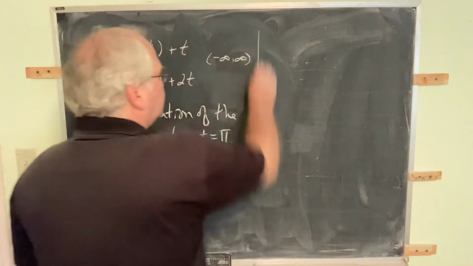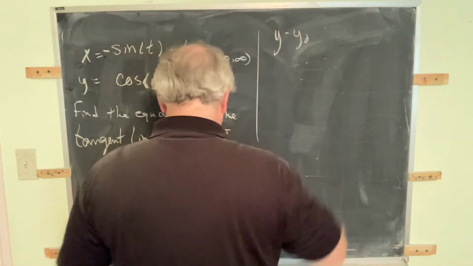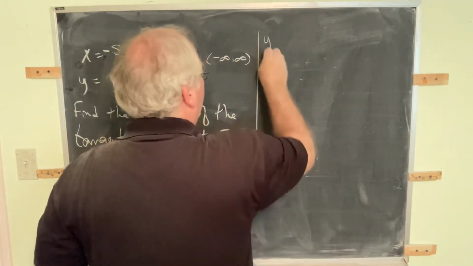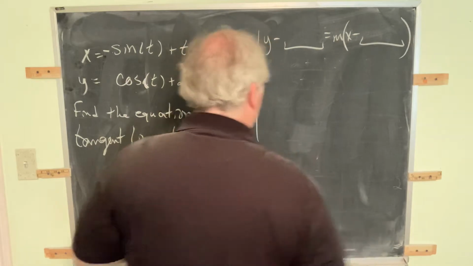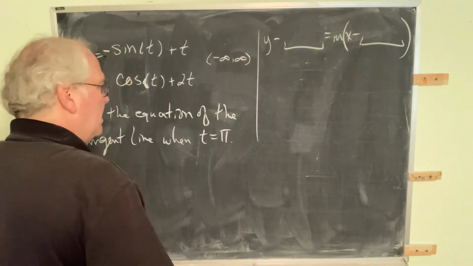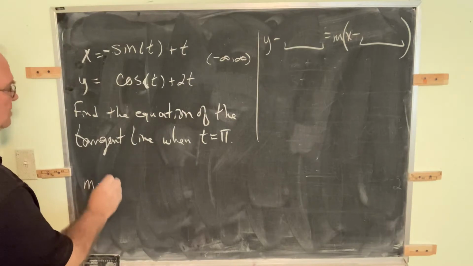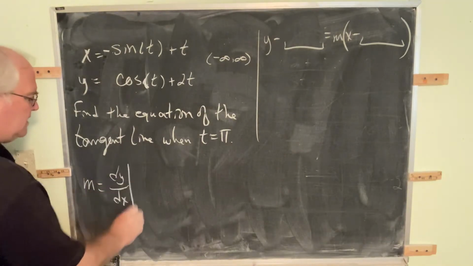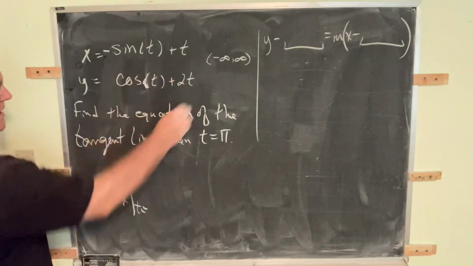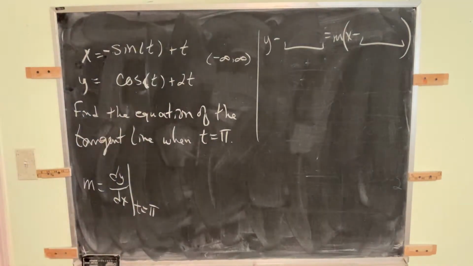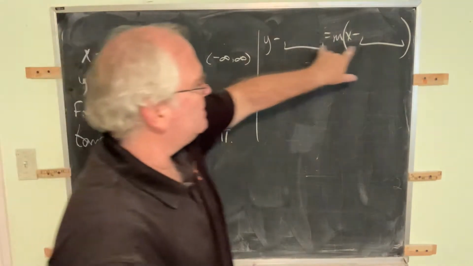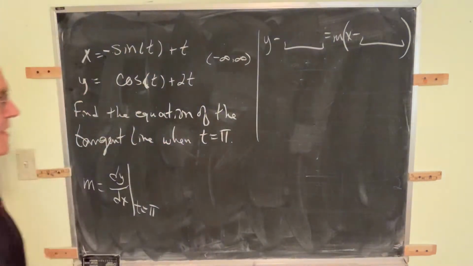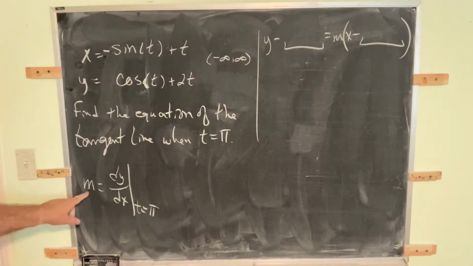So we're going to need y minus the y value. Let's do it this way. We're going to need y minus the y value is equal to slope times x minus the x value. We need to find those values, and we need to find the slope. And we know that the slope is equal to dy/dx evaluated at t equals pi. All right? So this should be pretty straightforward. We need to find the coordinates at time t equal pi, because that gives us the values for the constants. And then we need to be able to find the slope. So it doesn't really matter what order we do this in.